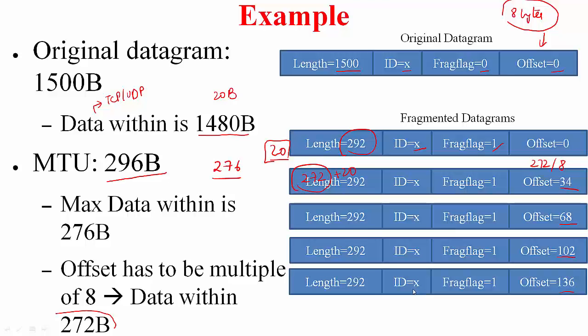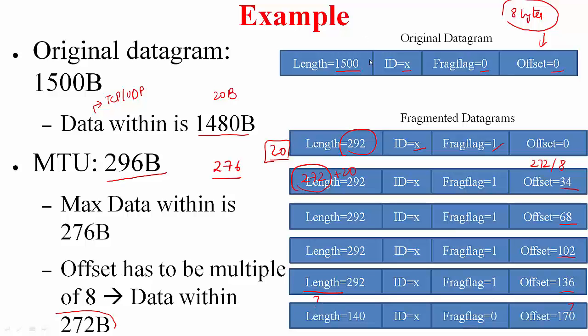Now the last fragment, which is the sixth fragment, what do you think the length field will be? And what will this offset be? The 5 fragments, the way we calculated them, should give you a good idea of how to determine what these values are for the 6th fragment. It's rather a simple calculation. Each of these 5 fragments is carrying 272 data, times 5, which is equal to 1360. The original data is 1480. So the amount of data that is remaining is 1480 minus 1360, which is equal to 120.